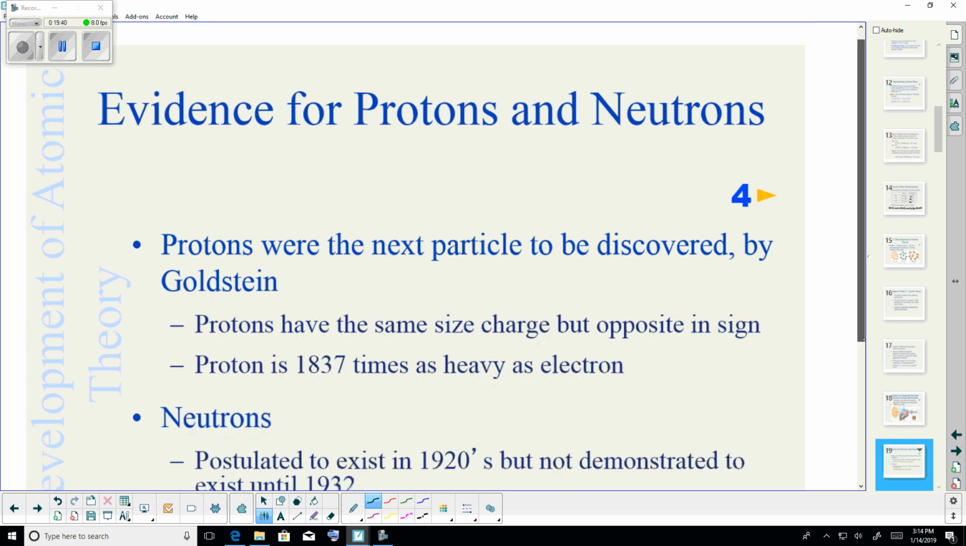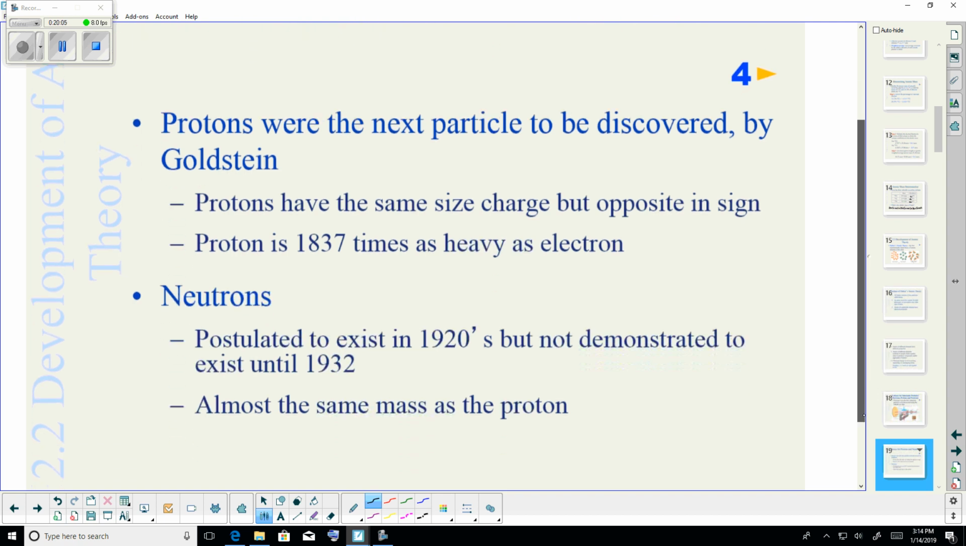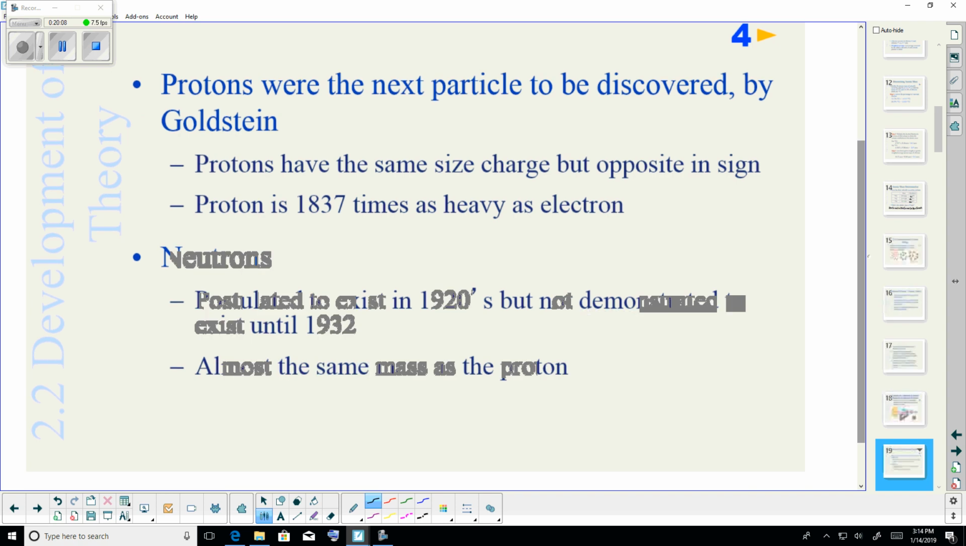How they discovered electrons. Protons were the next particle discovered by Goldstein. So they had the same charge as an electron, but opposite in sign. It's almost 2,000 times as heavy as an electron. Neutrons were postulated to exist in the 1920s, but not demonstrated to exist until 1932, about the same mass as a proton. So now we have the three subatomic particles, protons, electrons, and neutrons. But how are they arranged?